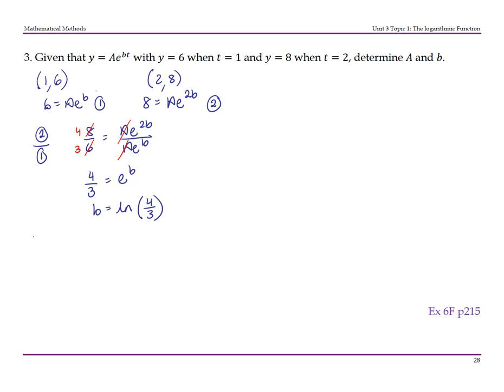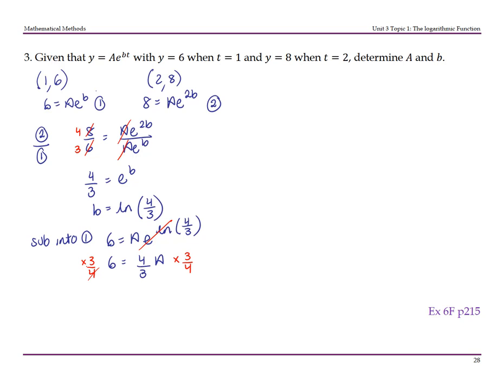We need to find our a value. So sub that into equation 1. 6 equals ae to the ln of 4 over 3. Now, inverse operations. So the e and ln cancel. So now we have 6 equals 4 over 3a, solving by multiplying both sides by 3 over 4.